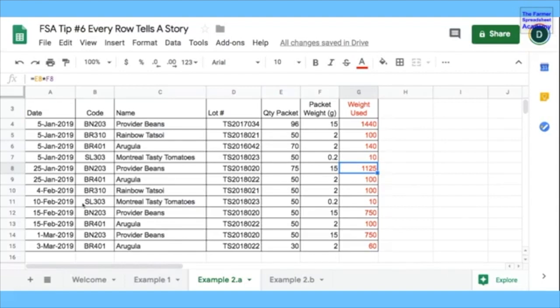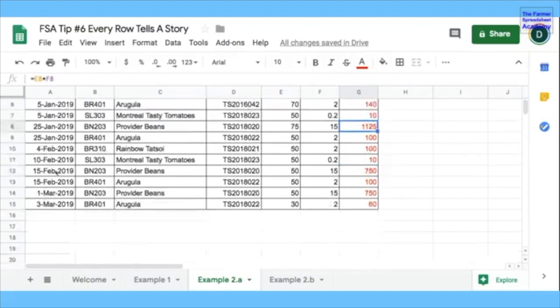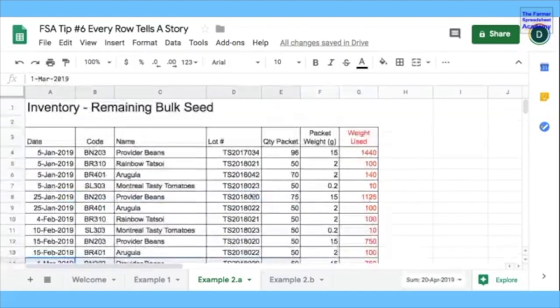And then scrolling down, on February 15th, we packed some more of the same lot, and on March 1st, we packed some more of the same lot. So here, we have a different row for each time we packed seed, and this tells a simple story in each row. We know exactly what happened. Now, the challenge comes to think about the whole lot that got packed up.